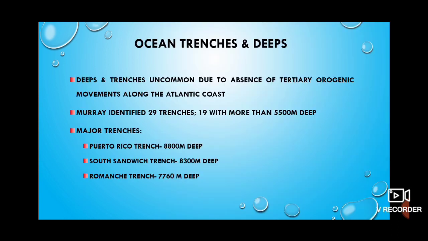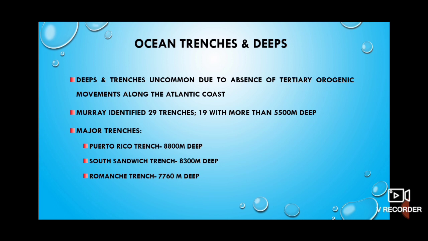Deep ocean trenches are generally uncommon in the Atlantic Ocean. Murray has identified 29 trenches in the Atlantic Ocean, out of which 19 trenches have a depth of more than 5,500 meters. However, you can find 3 major trenches with more than 7,000 meters depth in the Atlantic Ocean.